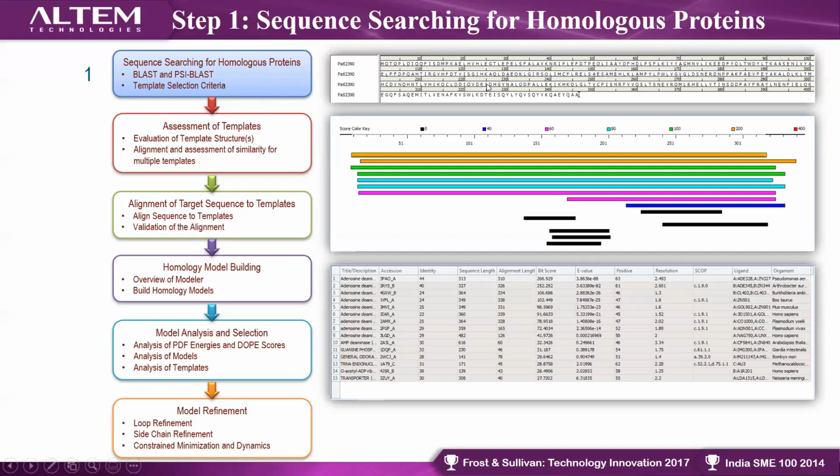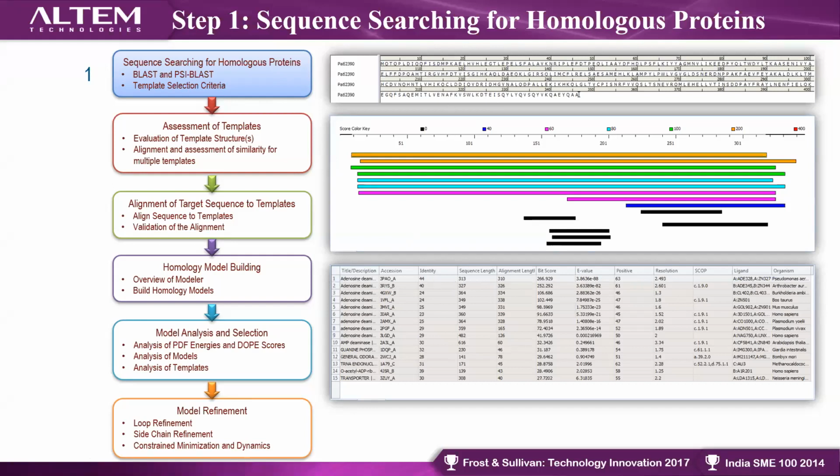You have 15 template sequences available. You will have the sequence length, alignment length, the bit score, the E value, positives, as well as resolution. Based on this, once you have done this, you can take this particular protein. Say for example, this protein structure is 44% identical. So we will take this particular structure, and we can go for the further steps.